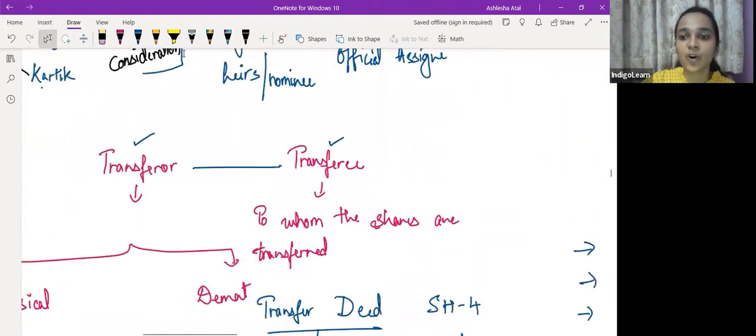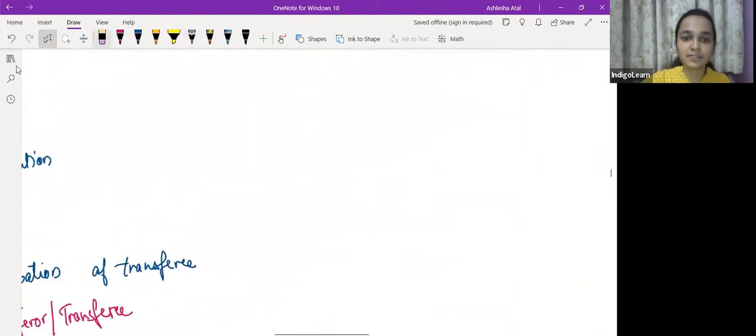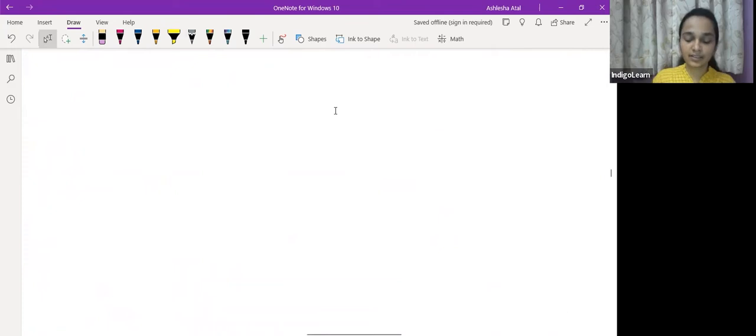Now let's talk of something else. Say for example मेरे पास 100 shares है. I have 100 shares of Infosys Limited.